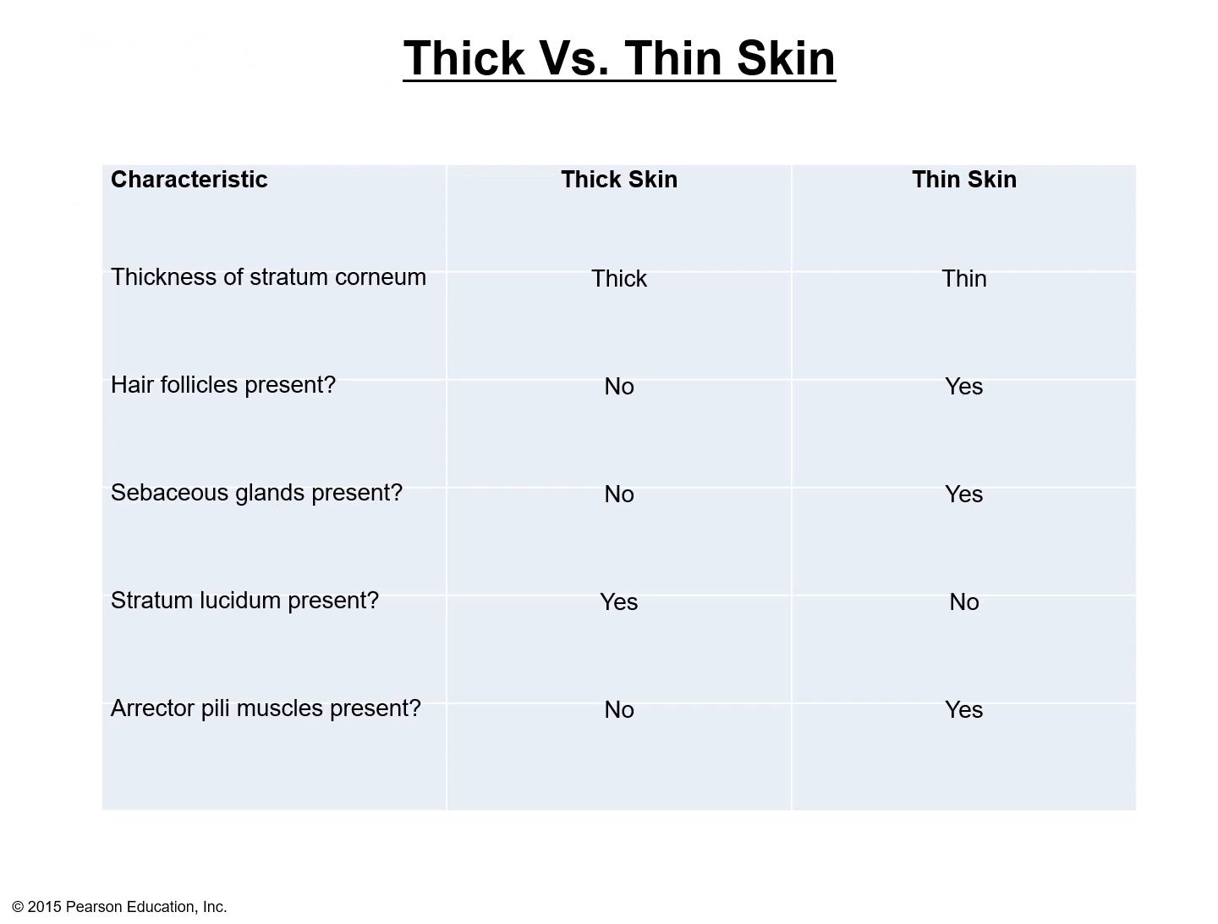This table differentiates between thick and thin skin. So on the left side, you see a particular feature or characteristic, and then the two columns on the right side, thick and thin, tell you whether it's present or absent or what's the difference between the two. So first feature is thickness of the top layer of skin, which is known as stratum corneum. So in thick skin, the stratum corneum is really thick, while in thin skin, the stratum corneum is thin.